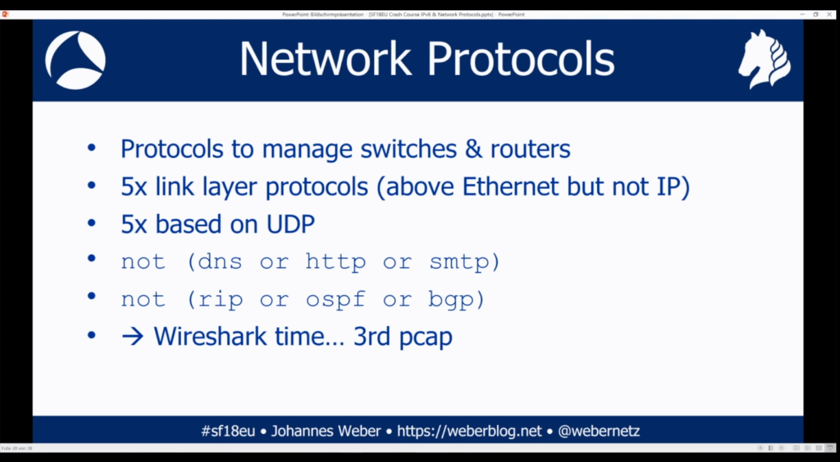Five of these are link layer protocols, that is, they are above Ethernet but not IP, and 5 more are based on UDP. So it's not DNS or HTTP or SNMP, so no application, no layer 7 protocols, and it's not RIP or OSPF or BGP, so not routing protocols, but protocols that are run on the switch or by routers.